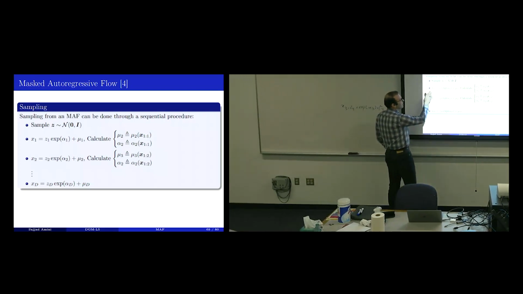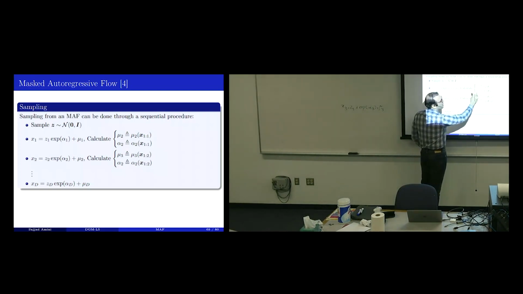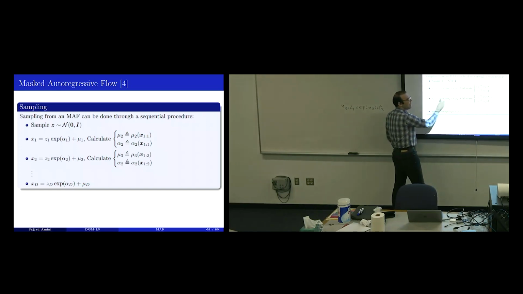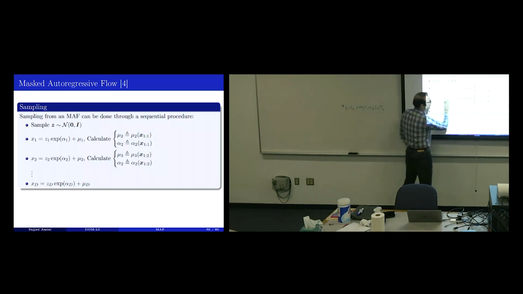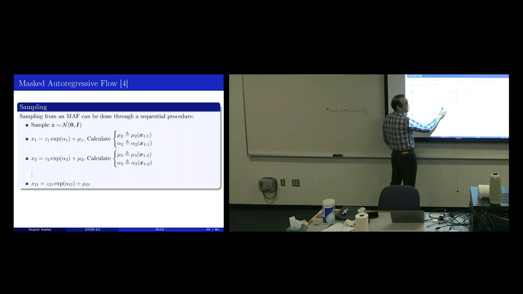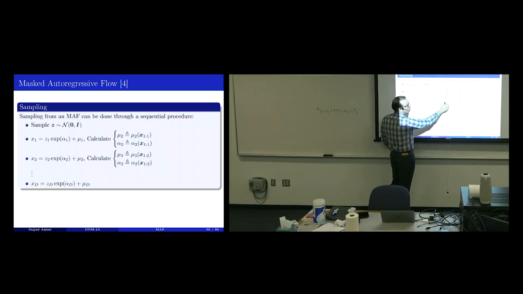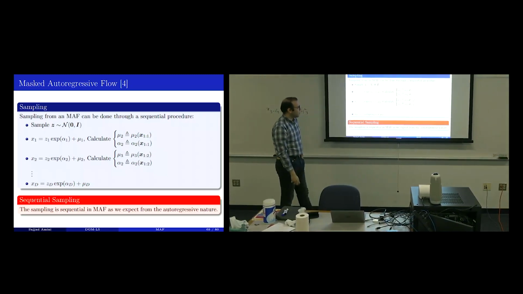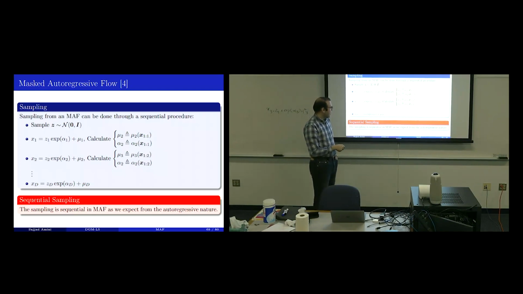You should first calculate x1, then input x1 to these two neural networks to generate mu2 and alpha2, and then use them to generate x2. Without generating mu2 and alpha2, you cannot generate x2. Then again, to generate x3, first you should calculate these two scalars using the previous data generated. So the procedure is sequential. And the problem is that you have sequential sampling in MAF, as we expect from the autoregressive nature.